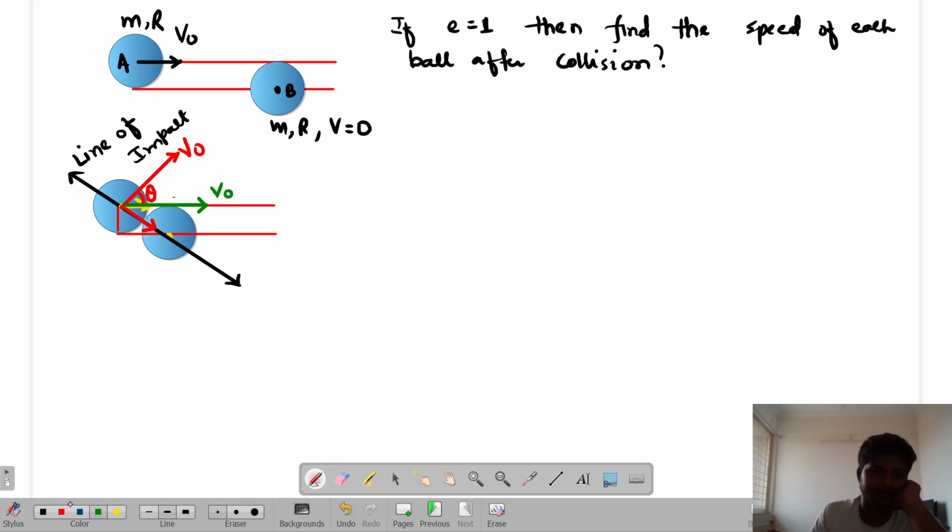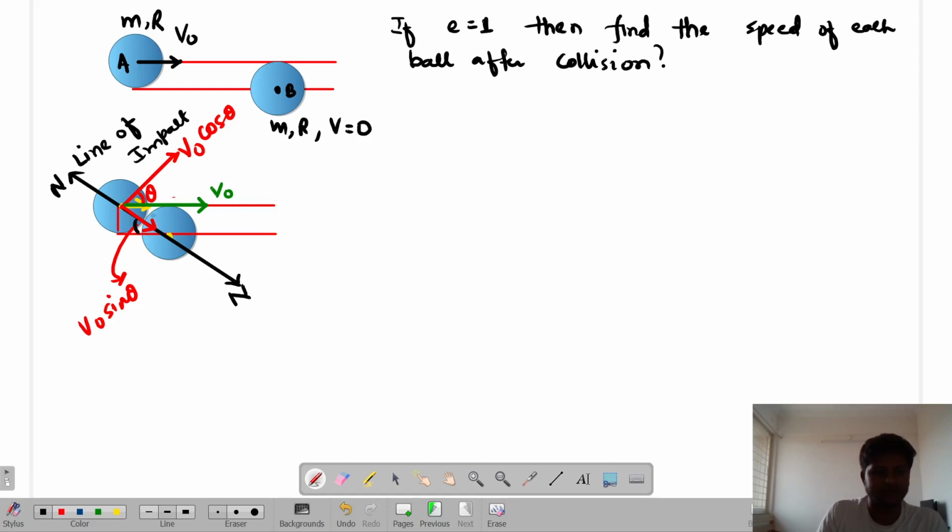So this is v naught cos theta, and this will be v naught sin theta, isn't it? These are my normals, and this angle is also going to be theta then, isn't it?